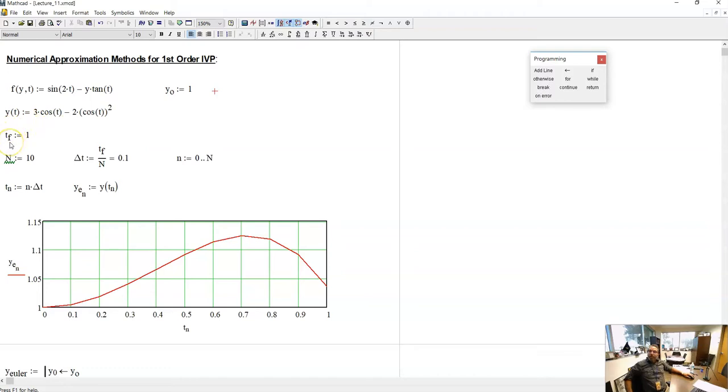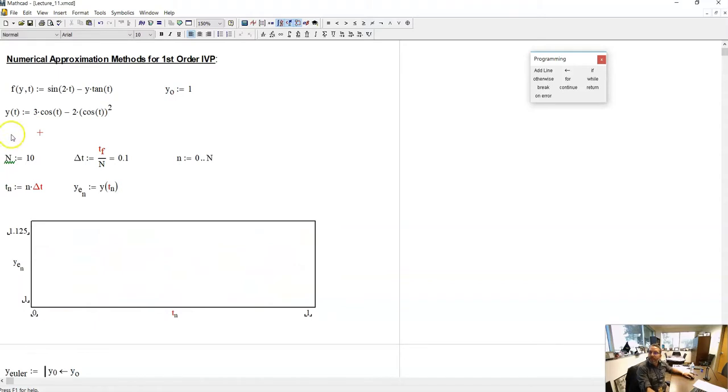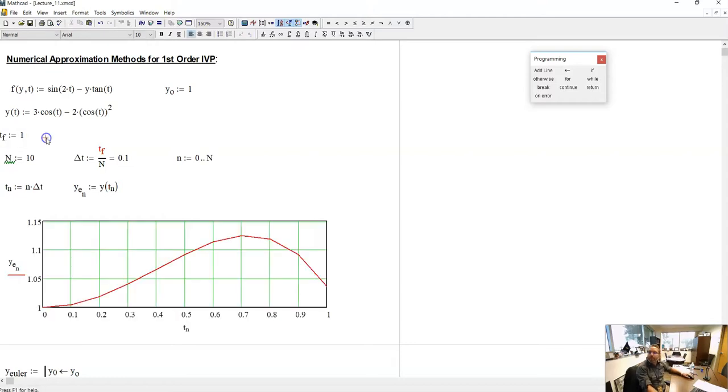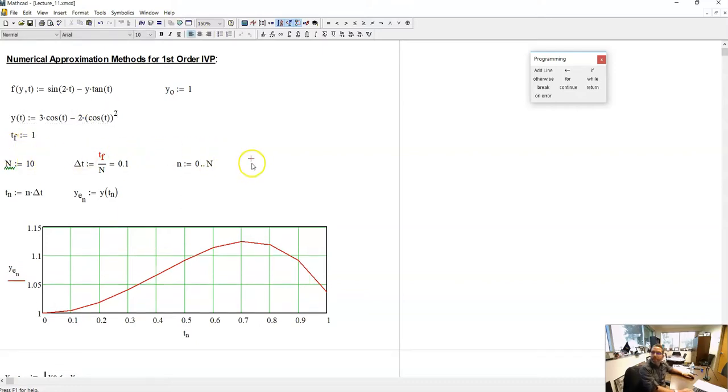And I'm going to define the final value of time for evaluation. Again, T dot F is equal to 1. Now, I'm going to move this whole thing one indent a little bit to the right because it's having some problem. Okay.